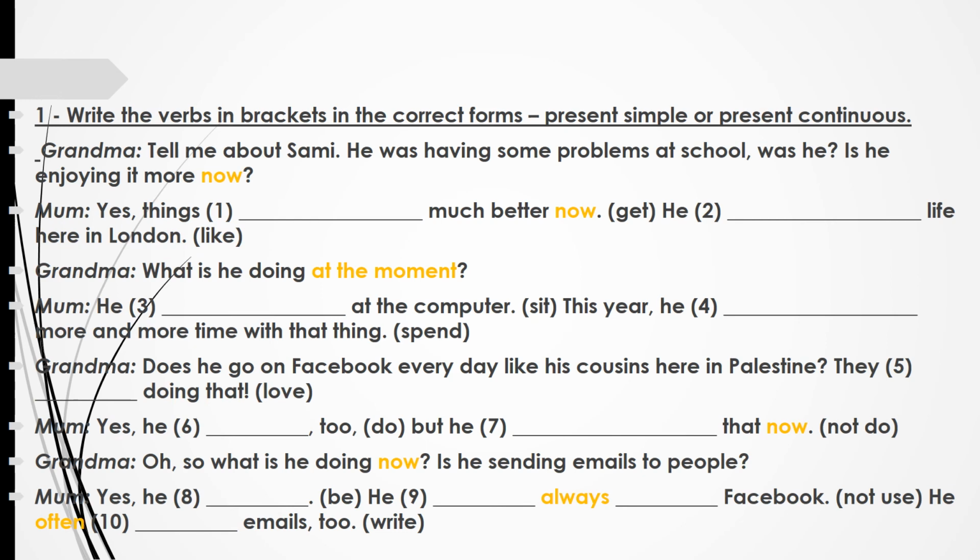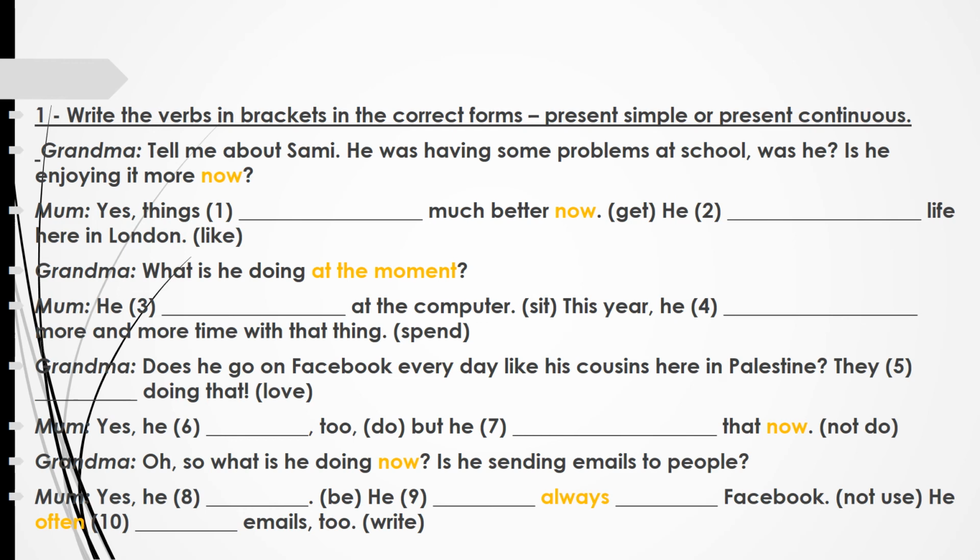I want you to go now to page 12 to do the exercises about the present simple and present continuous. Exercise number 1. Write the verbs in brackets in the correct forms, present simple or present continuous. In this exercise, you have a conversation between grandma and mom, and also you have some verbs in brackets. You are going to correct them by using present simple or present continuous. I will give you 5 minutes to do this exercise and to correct the verbs in brackets. Okay, now let's start.